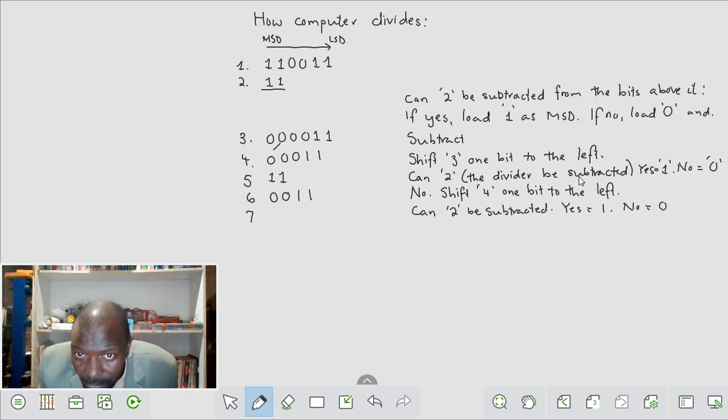So our answer there was no. So this was 0, is second digit. We forgot that part. Now, can 2 be subtracted? So we have our divider. Can it be subtracted? The answer is no.